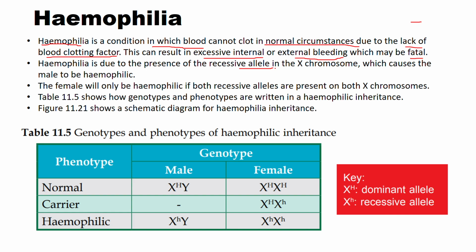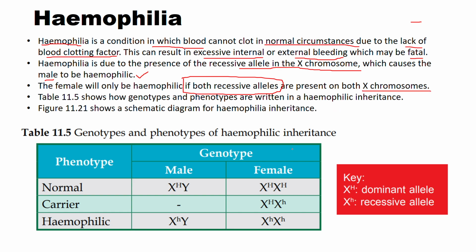Hemophilia is due to, once again, the recessive alleles in the X chromosomes, which causes the male to be hemophilic. So the female will only be hemophilic if both recessive alleles are present on X chromosomes.